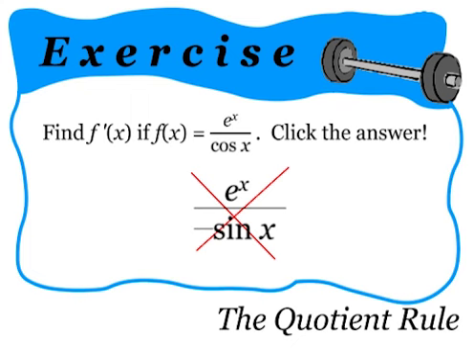Come now. We just spent all this time talking about the quotient rule, and you went ahead and just derived the numerator and denominator separately? Oh, I'm ashamed. You've got to use the quotient rule, my friend.